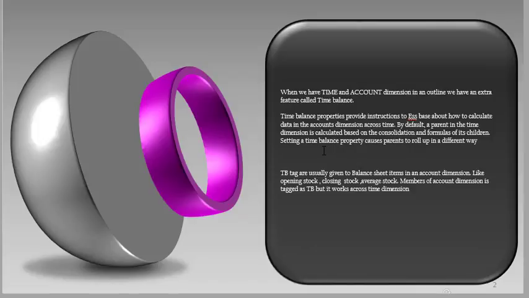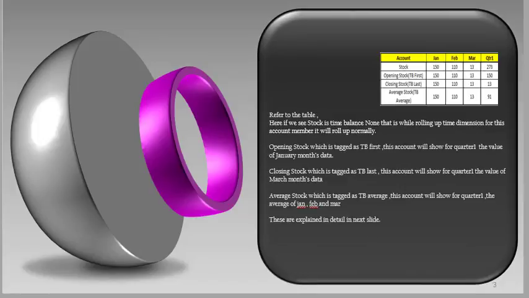TB tags are usually given to balance sheet items in an account dimension, like opening stock, closing stock, average stock. Members of the account dimension are tagged with TB, but it works across the time dimension. Refer to the table here. If we see stock is tagged as time balance none, then while rolling up the time dimension for this account member it will roll up normally.